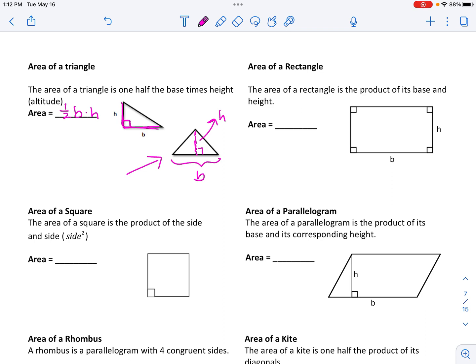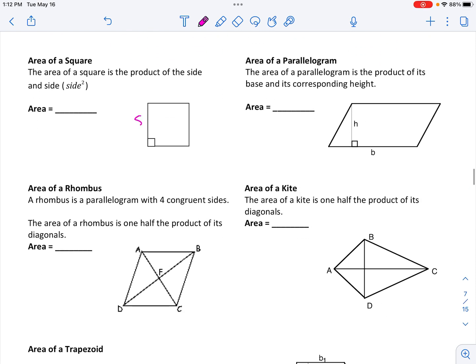Okay, a rectangle, hopefully you've seen this before. If this is your base and your height, we take base times height. Sometimes we'll see the base labeled as length and width instead, so then you could use L times W, same thing. A square, remember all four sides of a square are the same, so if one of them is called S, then you would just do S times S, which is the same as saying S squared.